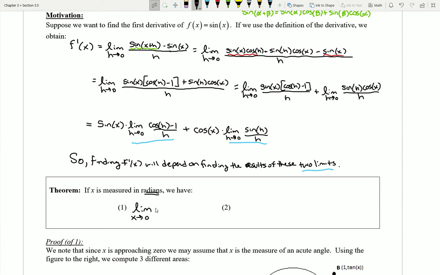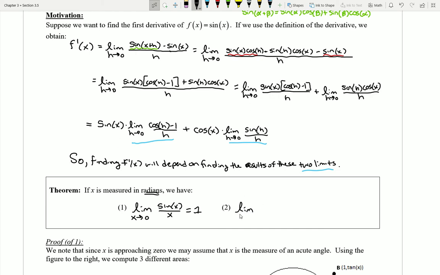If I have a limit as x goes to 0 of the sine of x over x, notice that resembles exactly what's happening here in this limit, only that I'm using the variable x instead of h, which is totally fine. But I claim that this is going to have an answer of 1. Now we'll show how that works in just a moment.